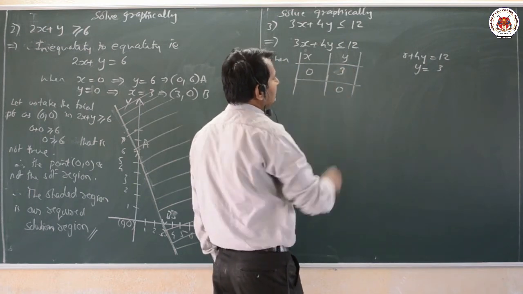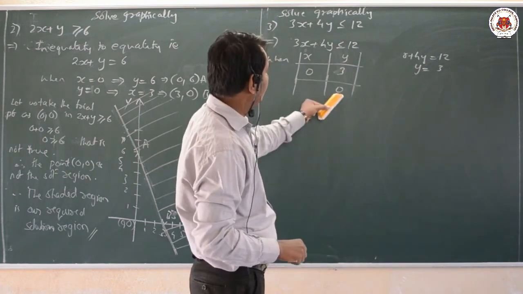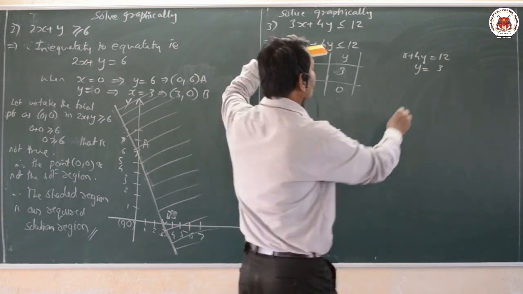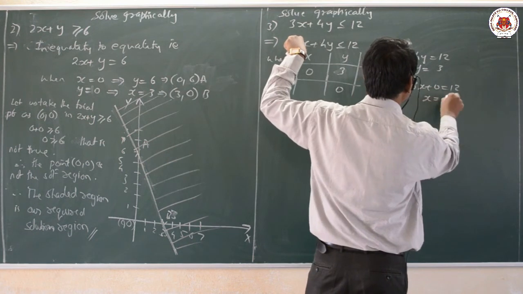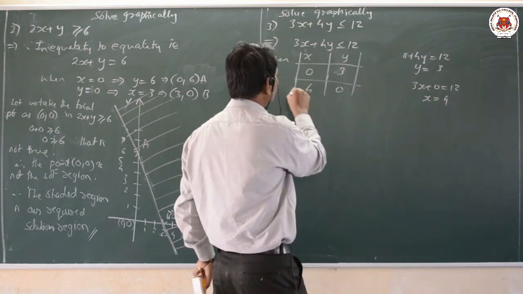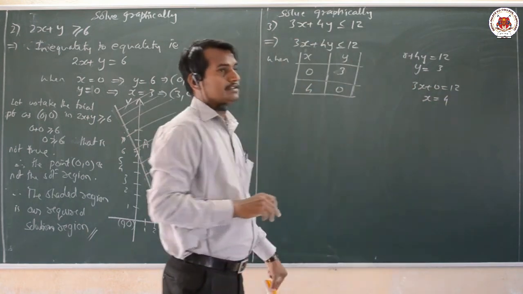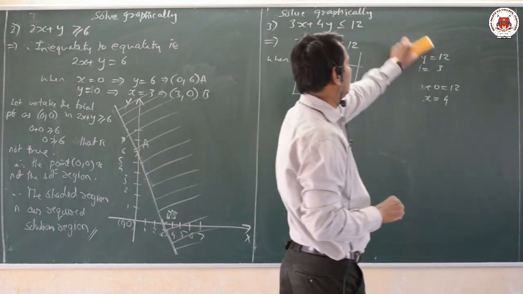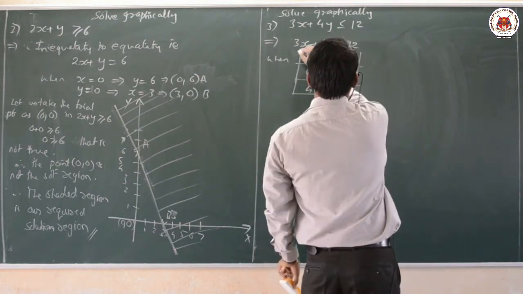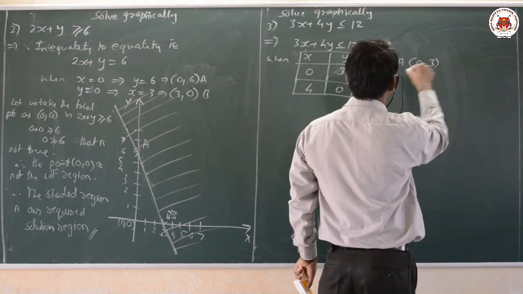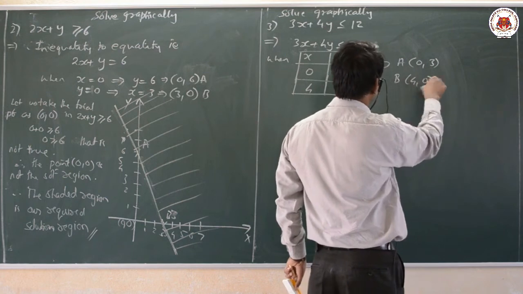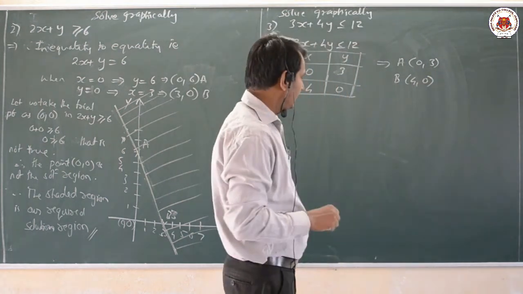If suppose I put y equal to 0, that means 3x plus 0 equals 12, so x equals 4 here. So therefore what are the points here? The points are A of 0, 3 and B of 4, 0. That we shall mark here.